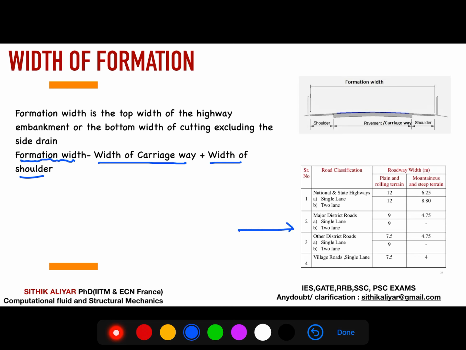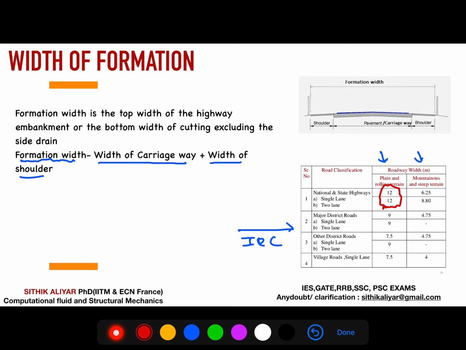IRC has given some standard values for different types of road, and based on different types of topography, some values. This 12 meter you should commonly know for national highways. Even if it is single lane or double lane, they will give 12 meter. This is the standard value you should know. They have asked it for some 1 mark questions.